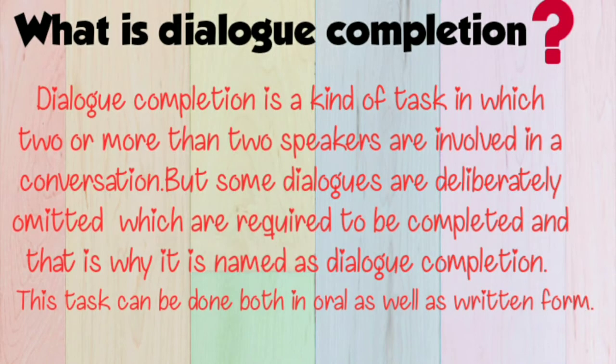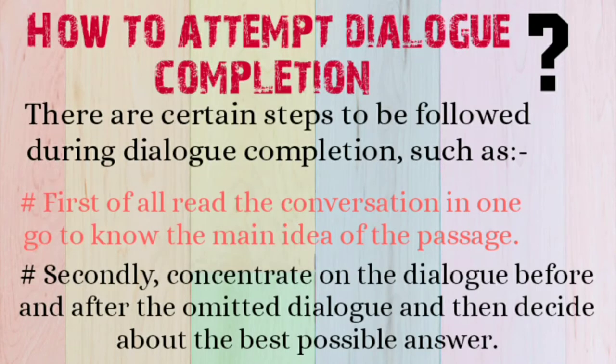First of all, let's try to know what is dialogue completion. Dialogue completion is a kind of task in which two or more than two speakers are involved in a conversation. But some dialogues are deliberately omitted, which are required to be completed, and that is why it is named as dialogue completion. This task can be done both in oral as well as written form. Sometimes students make contextual as well as grammatical mistakes while attempting a dialogue completion.